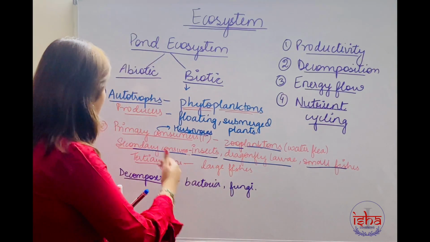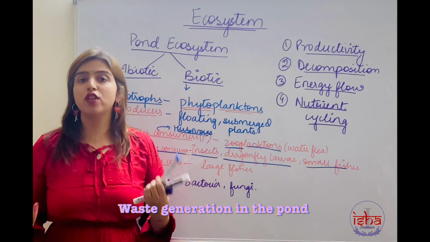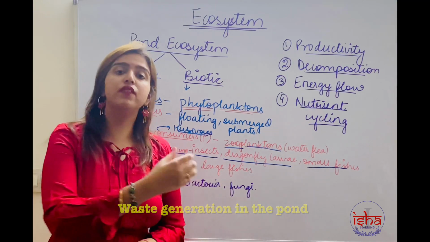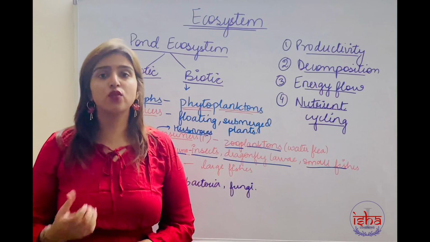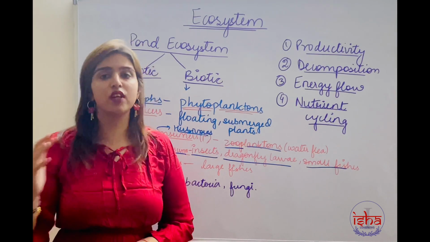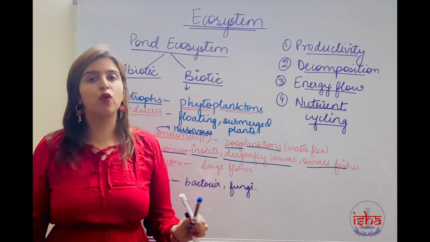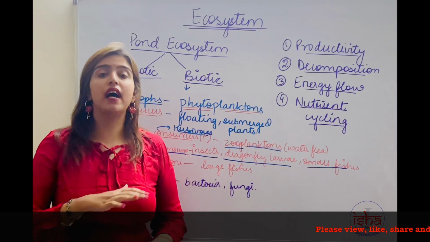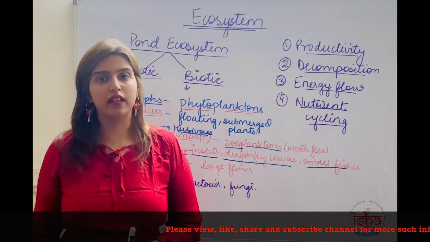Now what is going to happen after that? Now there is going to be waste generation in the pond. Some of the plants are going to die. Some of these consumers are going to die. Now waste material is going to be generated, feces of these fishes and these animals and aquatic forms. So what needs to be done? It needs to be broken down. There should be nutrient cycling. There has to be energy flow. कौन करेगा ये? Decomposers करेंगे.